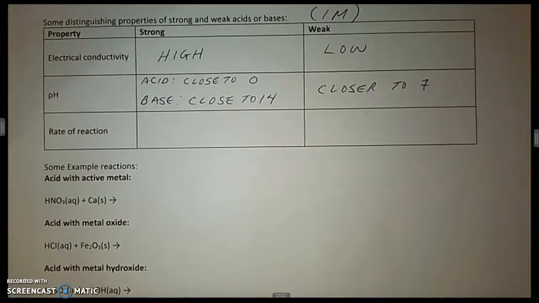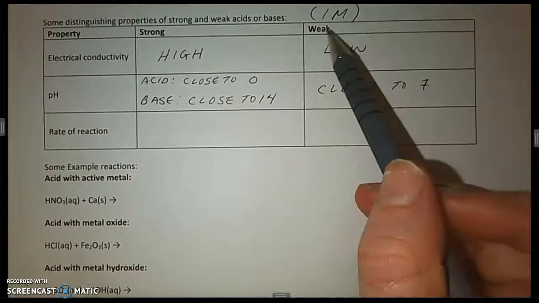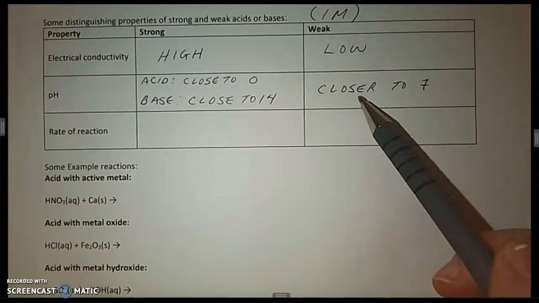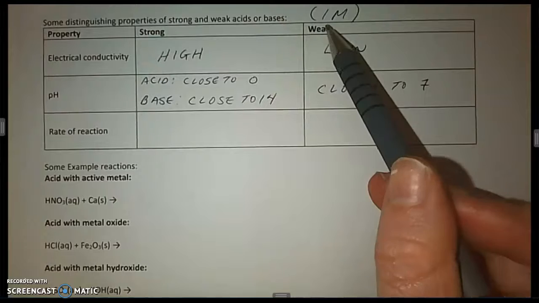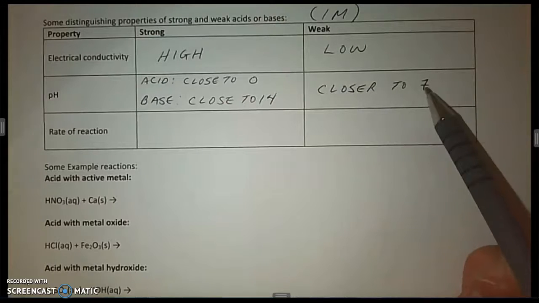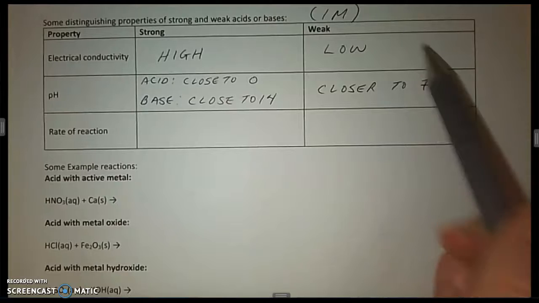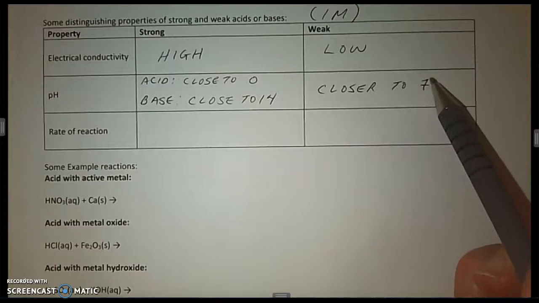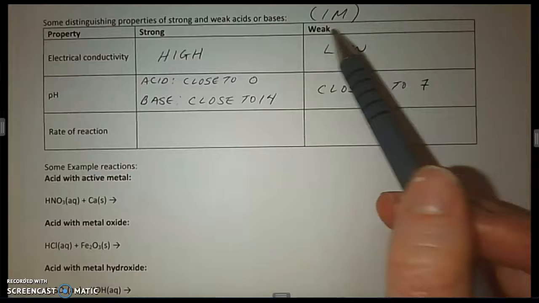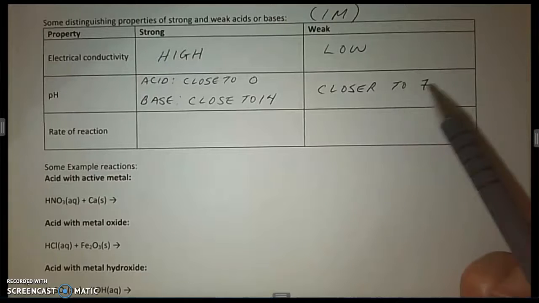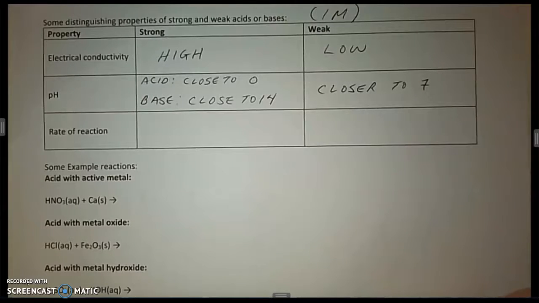So 7 is the middle of that 0 to 14 pH scale, and it represents a neutral pH, where acidic and basic properties are balanced in the solution. If you have a weak acid or a weak base, you're going to have a pH closer to 7. If it's an acid, it's going to have a pH less than 7, so maybe something like 4 or 5. And if it's a base, it's going to have a pH over 7, so maybe something like 8 or 9. But a weak acid or base will have a pH closer to that neutral middle range.